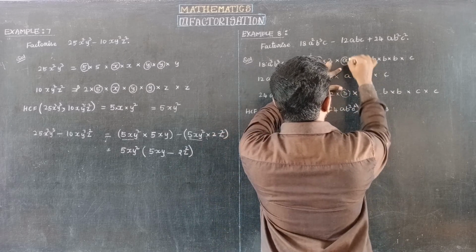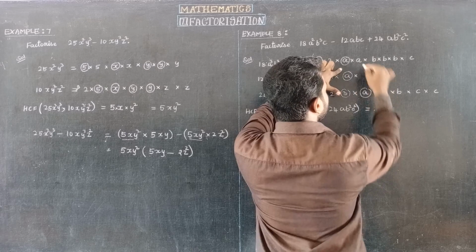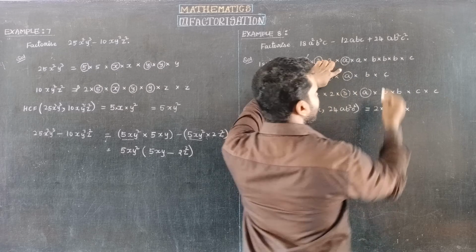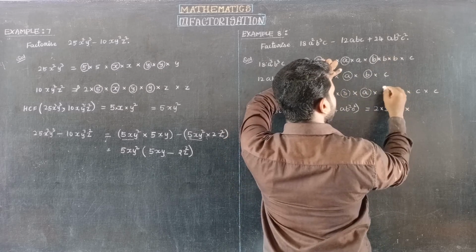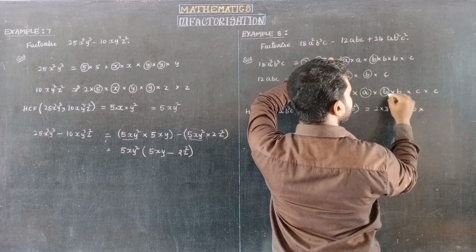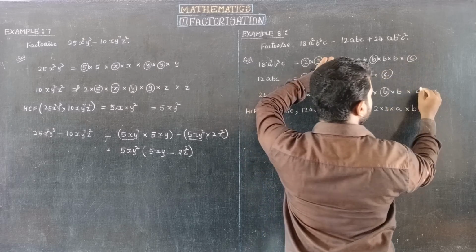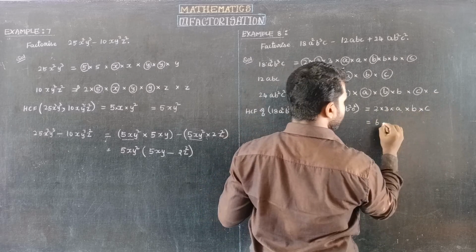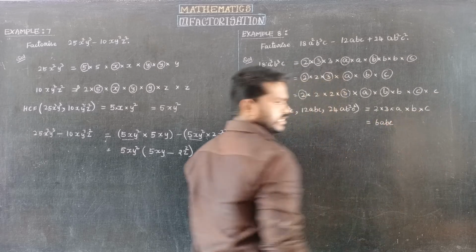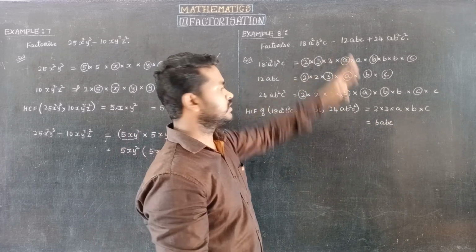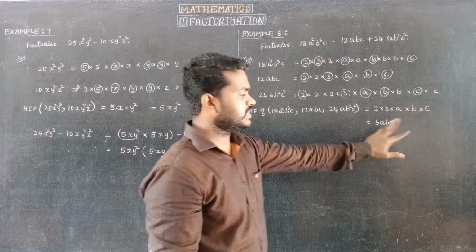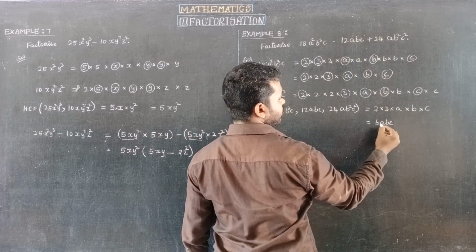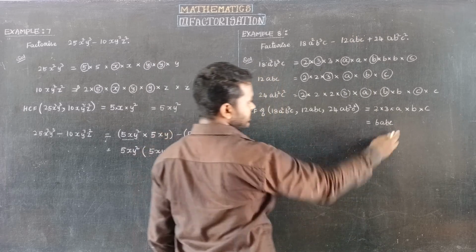For a: there is one a here, one a here, and one a here. So the first one has a², we leave the extra and take a. Here also one b, here also one b, so b. Here one c, here also one c, so c. So the highest common factor is 3 times a b c, that is 6abc. We take the lower power of each, so 6abc is the highest common factor.